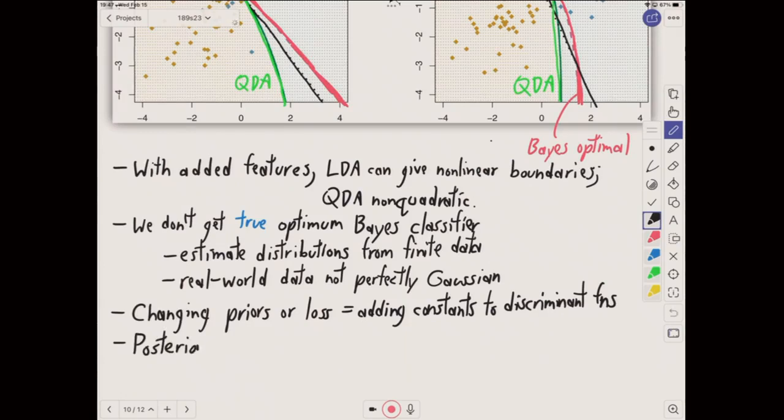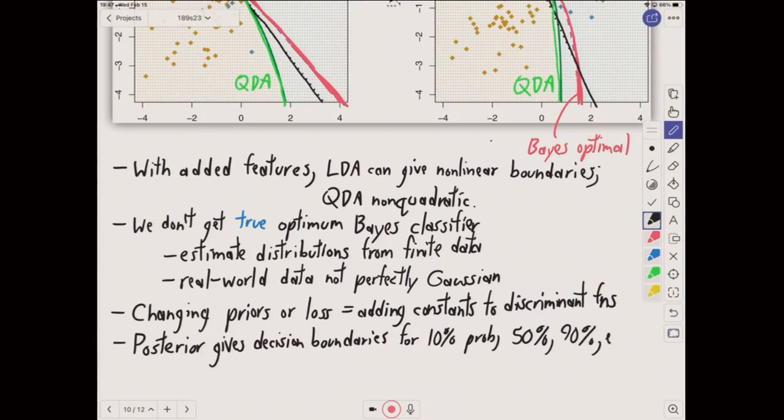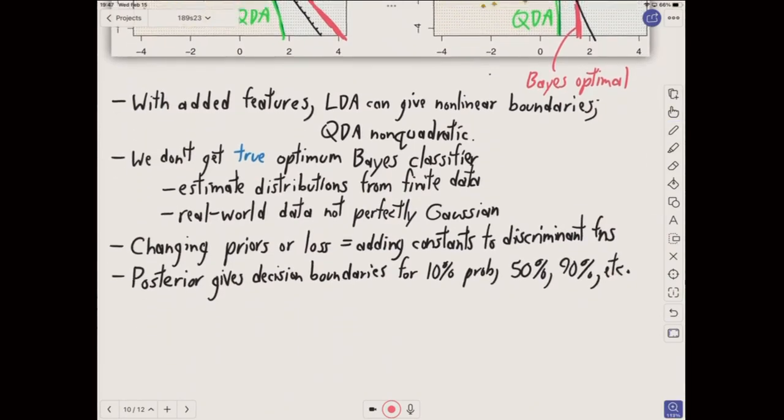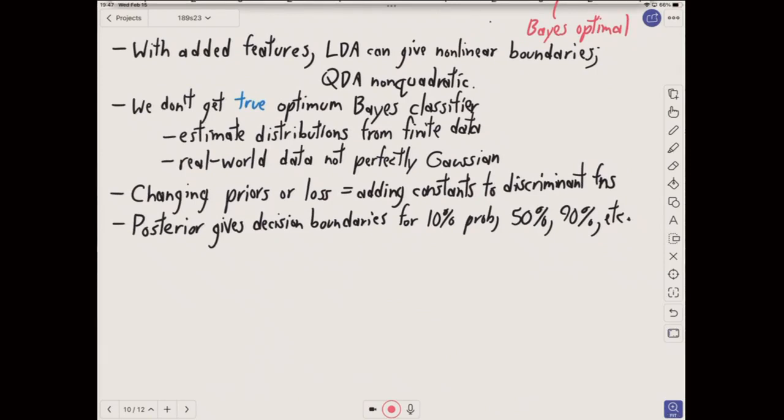And when we're looking at the posterior probability, of course, normally we pick the decision boundary with 50% probability, but we don't have to. We can pick the decision boundary for 10% probability, or 50%, or 90%, or whatever you want. And doing so is equivalent to either changing your prior probabilities or using a different asymmetric loss function.